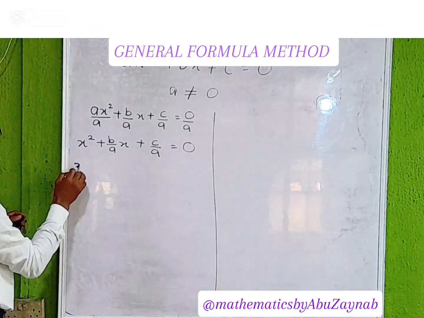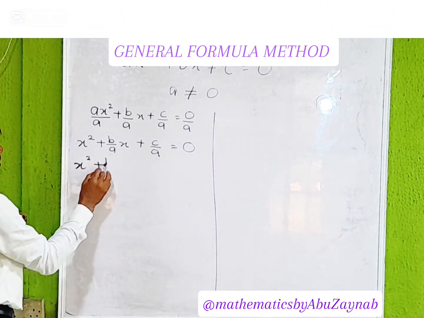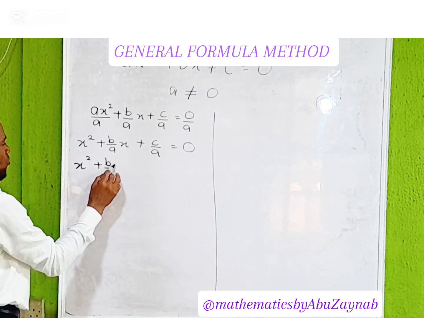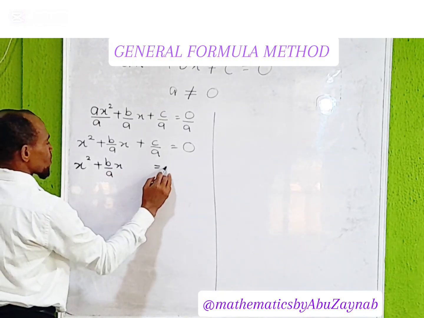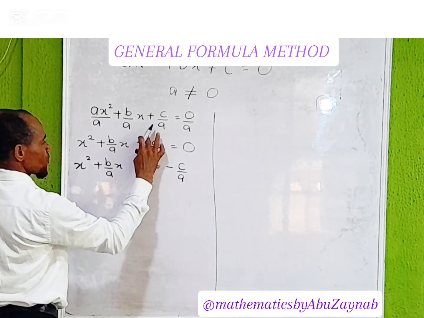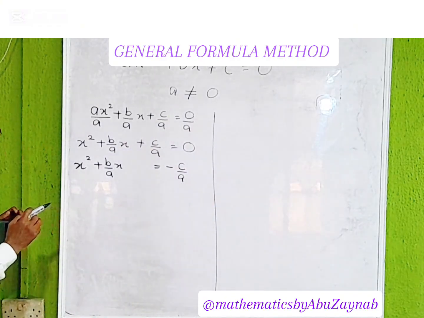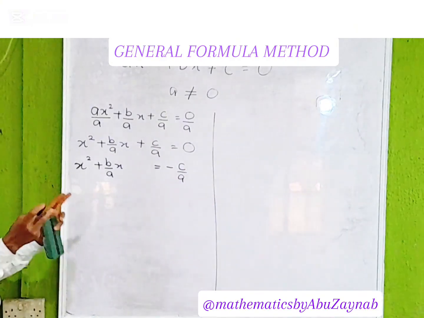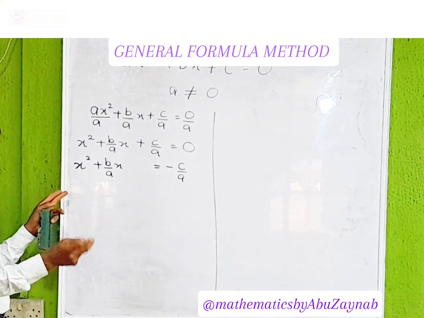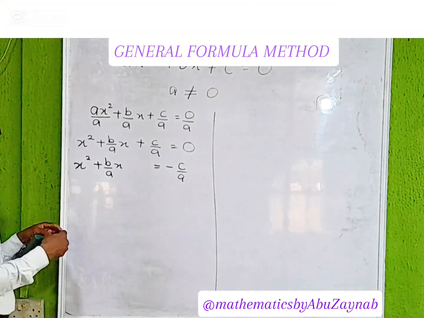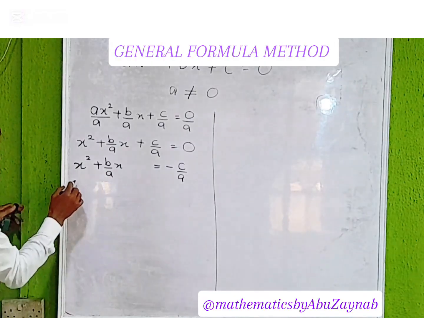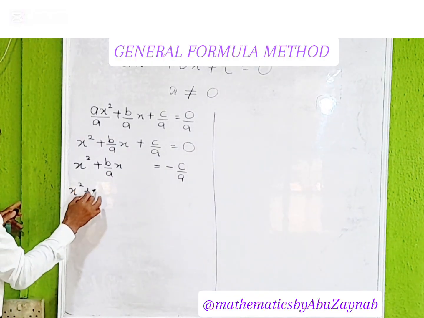Then from the last class, the next thing is to move the constant to the other side. x squared plus b over a x equals minus c over a. This plus c has gone there. So I want to see if we can draw comparisons between what we're doing now and the solutions in the last video. So the next, if you recall, is to complete the square proper.